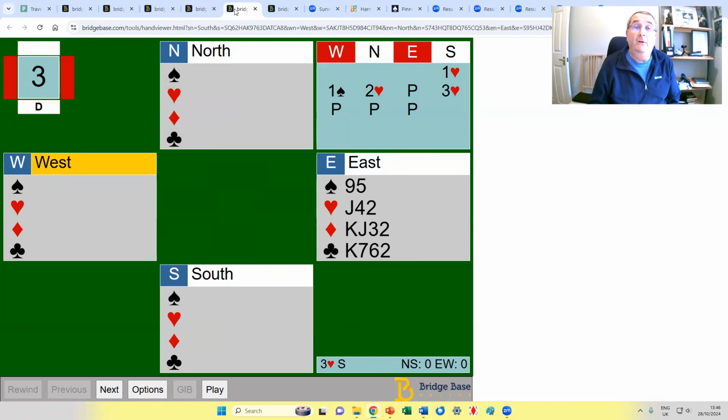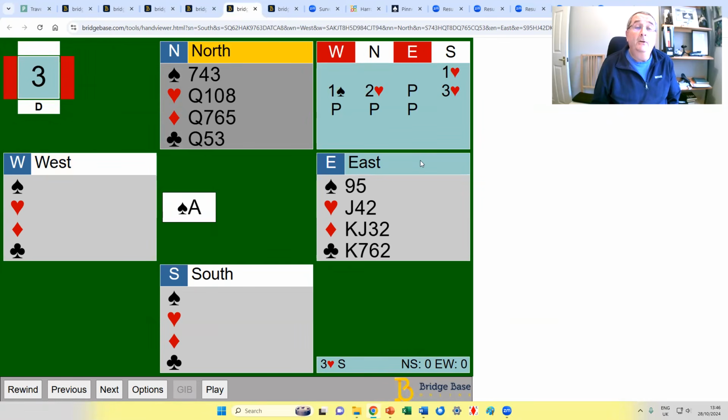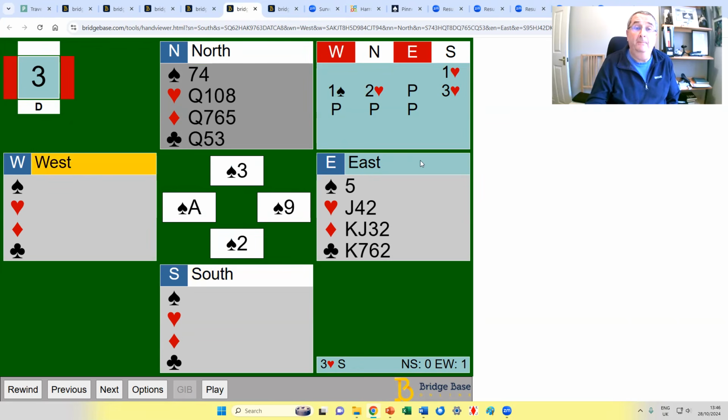And finally, let's have a look at this one. Here it's gone 1 heart, 1 spade by your partner, 2 hearts, passed by you, 3 hearts, and that's passed out. And your partner leads the ace of spades. So you have a little think about this. You should give an encouraging signal here because you've got a doubleton and they lead the king.